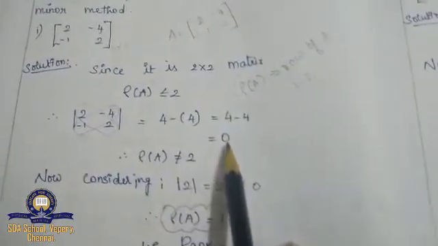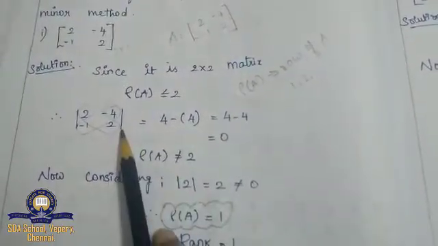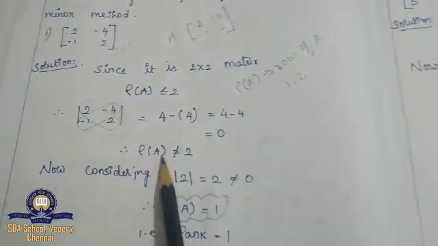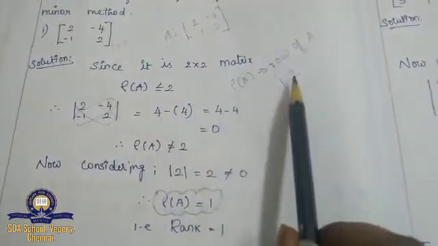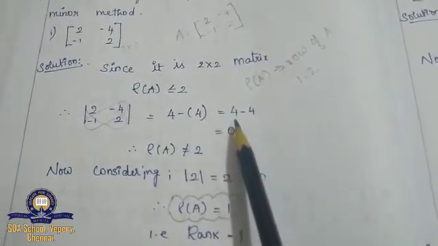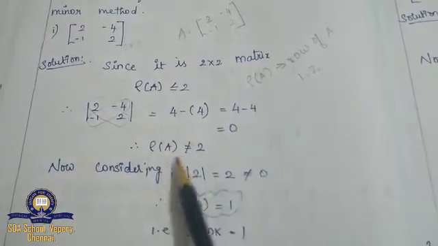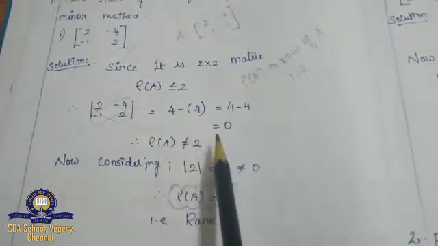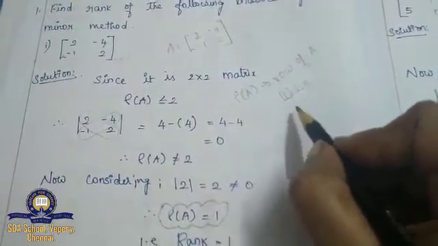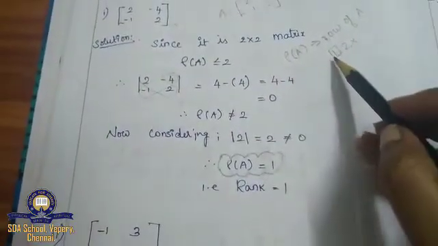So if by doing the determinant your value gets 0, your rank will not be equal to 2. Your rank will be either 1 or 2. But after doing the determinant value, if my answer is 0, then row of A will not be equal to 2. So what is the other possibility if rank is not 2? It can be 1. So my rank is 1.